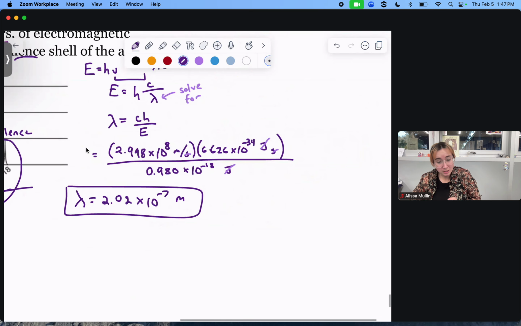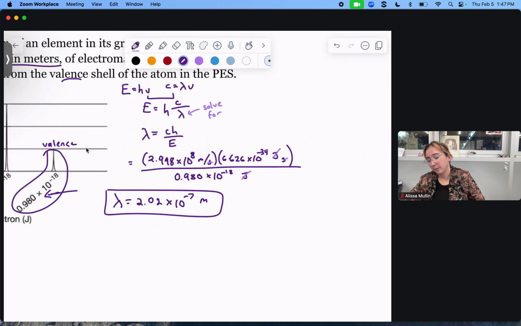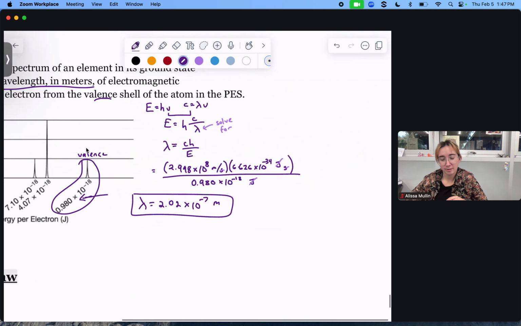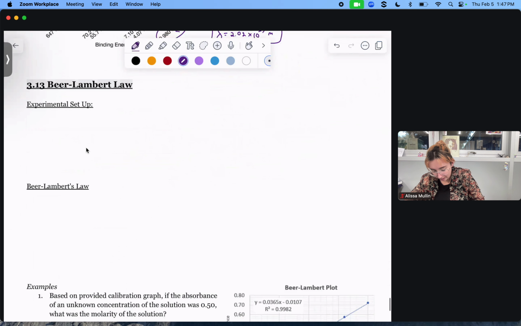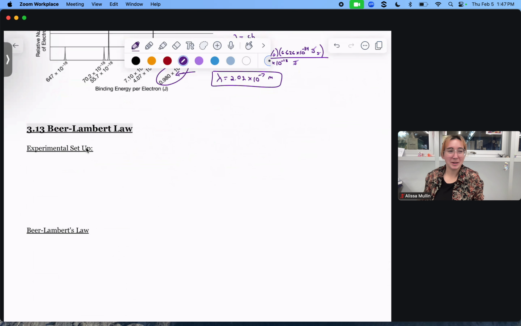So that's meters. A lot of the time this is given in nanometers. So make sure you check your equation sheet and do that conversion if you need to go to nano, using those metric conversions. Okay, sorry, trying to keep this brief.